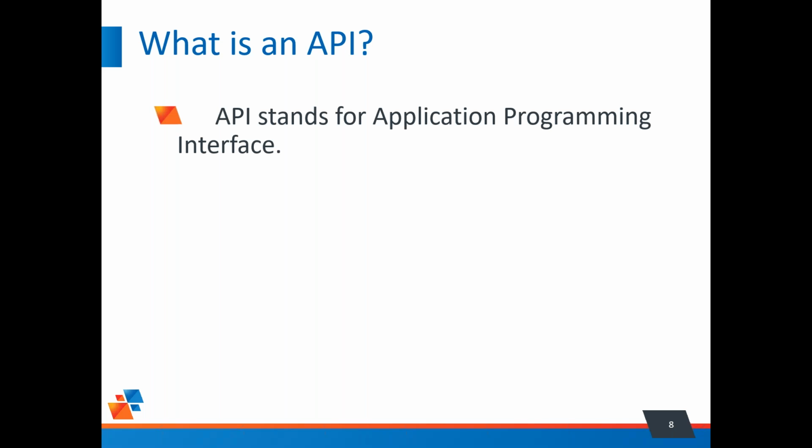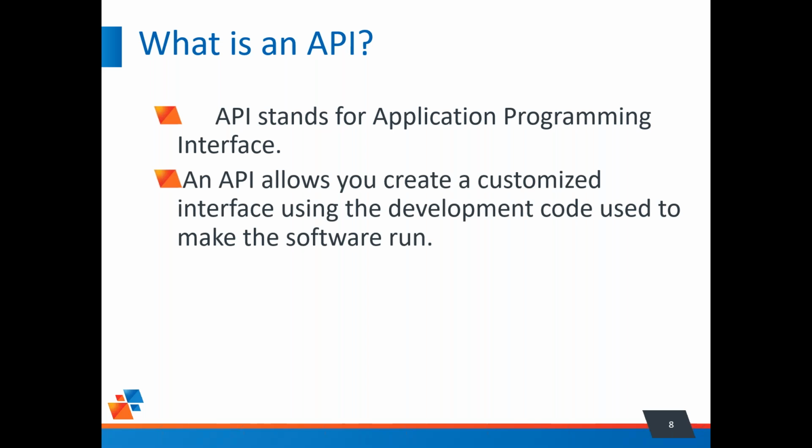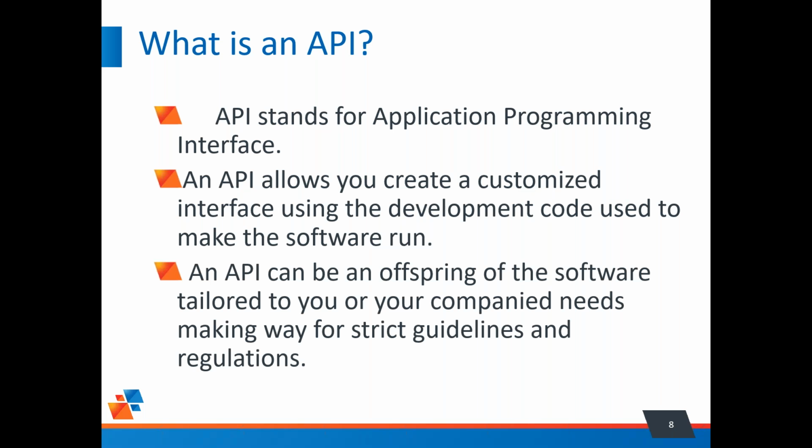An API stands for Application Programming Interface. The main difference between an API and a macro is exactly that. You can basically create your own interface. So this is where you can really take control of the software and you can customize or tailor it to what you need it for at your workplace.